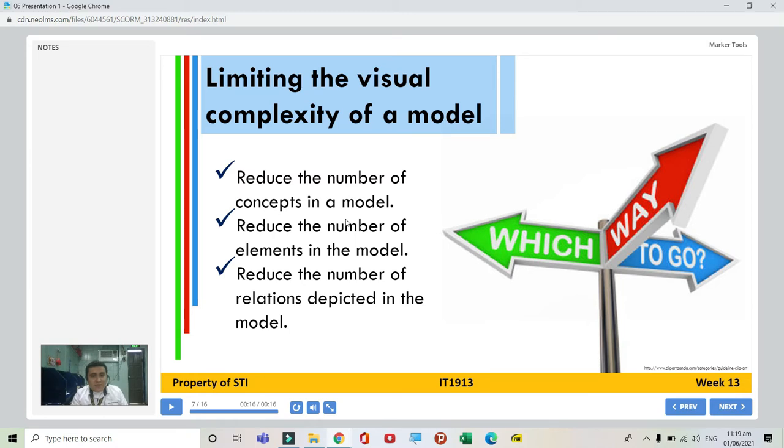And you also have it here, reduce the number of elements in the model. So as what is mentioned a while ago, if the element is not needed in the process of doing the model, remove it. Okay, do not stress out yourself. And then you have it here, reduce the number of relations depicted in the model. Usually, a model or an element has only 3. Like ito yung directional arrow bitaw.